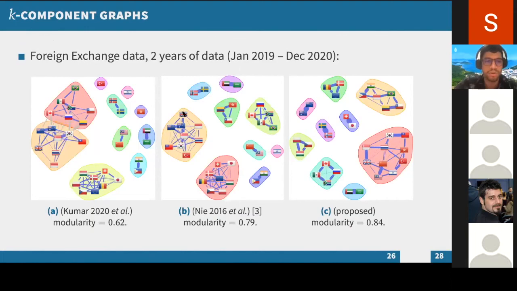And now some additional results with foreign exchange, now involving k-component graphs from different methods. Again, Kumar 2020, this other method here, Ni 2016, and our proposed method. And again, we can see that adding rank constraints definitely helps to clean up the network. Even though both A and B are from a Gaussian assumption, they both look a lot cleaner than in the connected case, right?